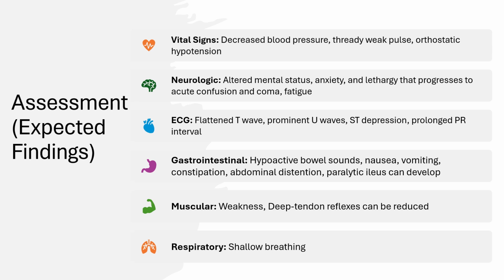ECG: flattened T waves, prominent U waves, ST depression, prolonged QT intervals. Gastrointestinal is going to be hypoactive bowels, nausea, vomiting, constipation, abdominal distension, paralytic ileus can develop, muscular weakness, deep tendon reflexes can be reduced, and respiratory is shallow breathing.